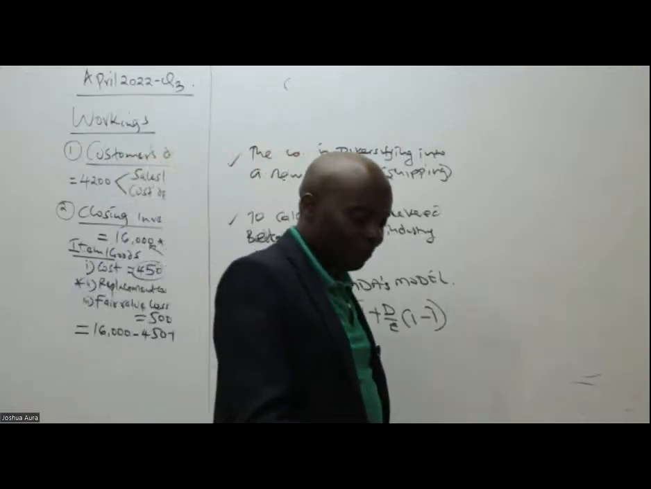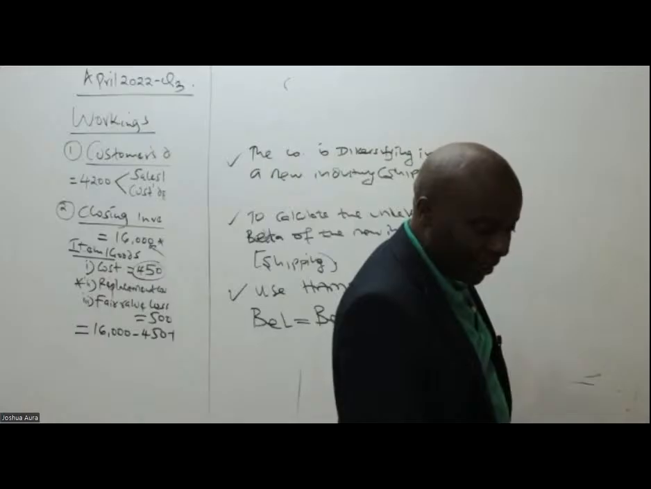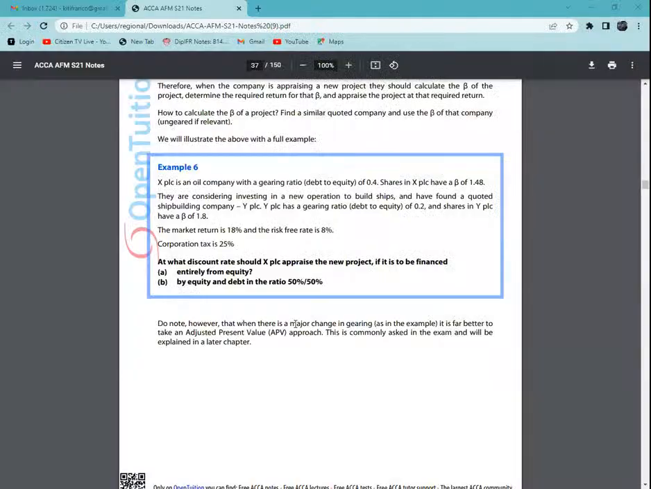Now come here, slowly. These are things that, if you don't know them, will trouble you a lot. Now, XPLC is an oil company with a gearing ratio, debt to equity, of 0.4. Shares of this XPLC have a beta of 1.48. So the beta of this own company, 1.48, is irrelevant.